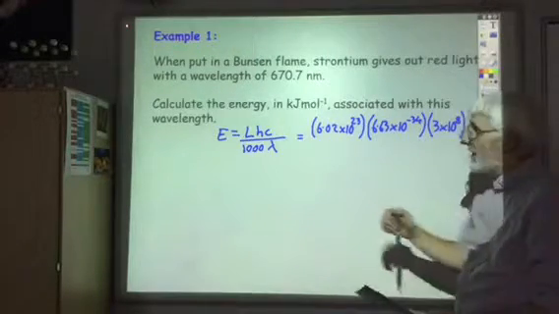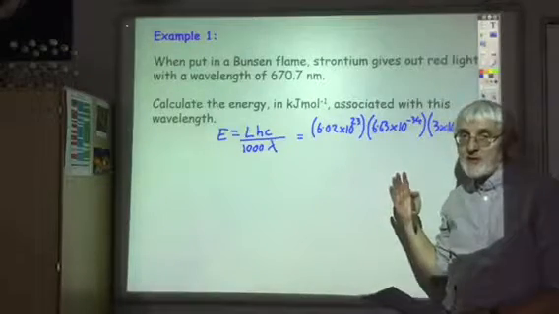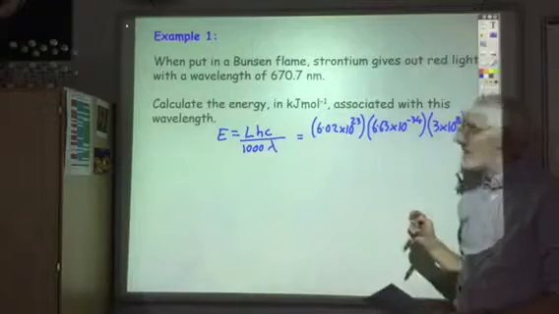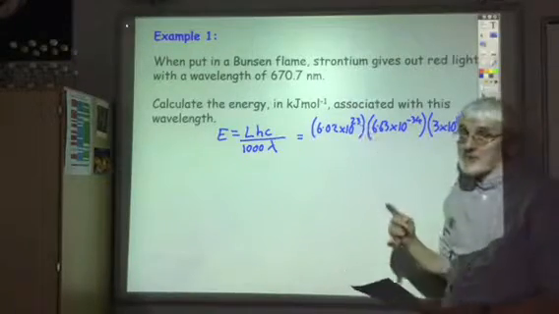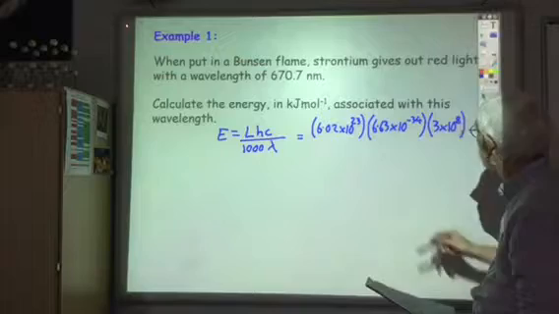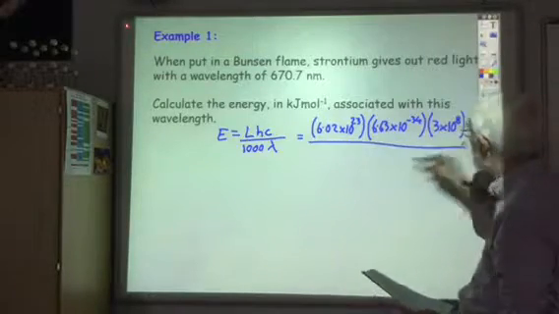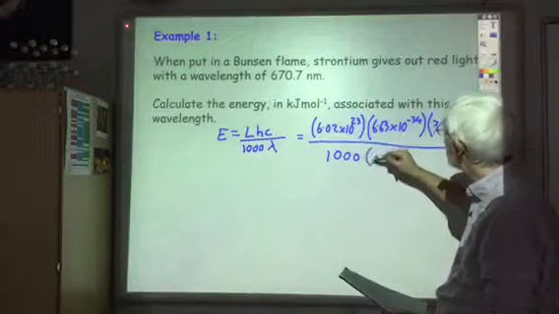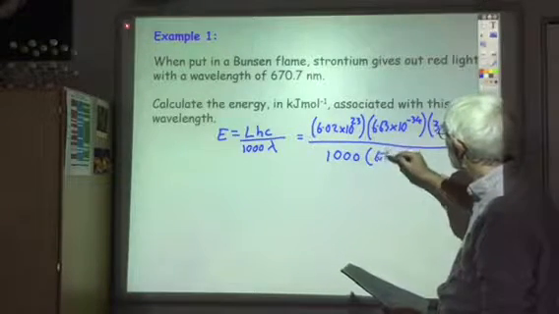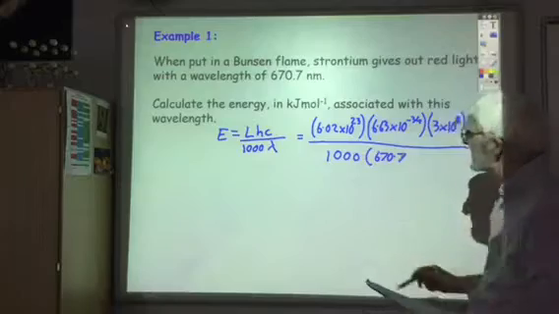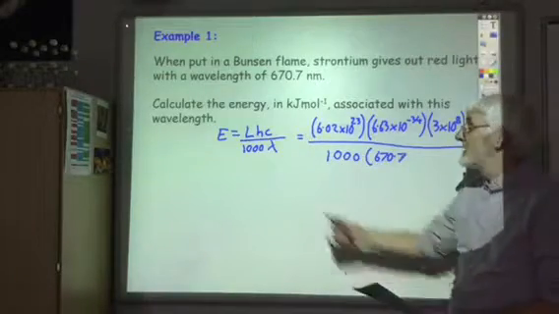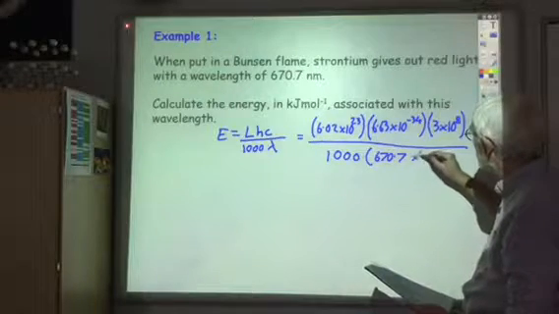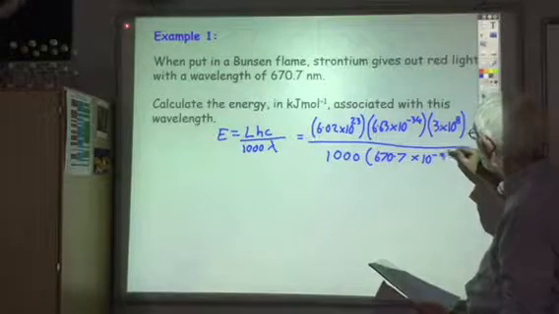Okay. I really love the huge differences in scale between these numbers. Planck's constant's tiny, 10 to minus 34. Avogadro's number's huge, 10 to 23. So divided by 1000 times lambda, where lambda is the wavelength, which is 670.7 nanometers, but we have to work in meters because the speed of light is in meters per second. So 670.7 times 10 to minus 9.